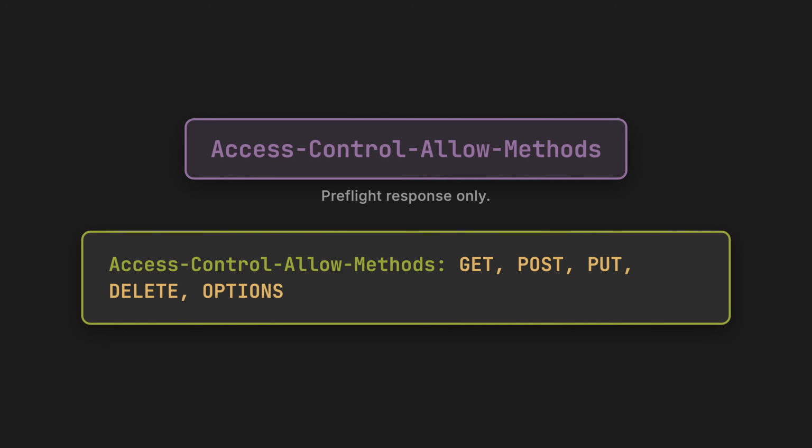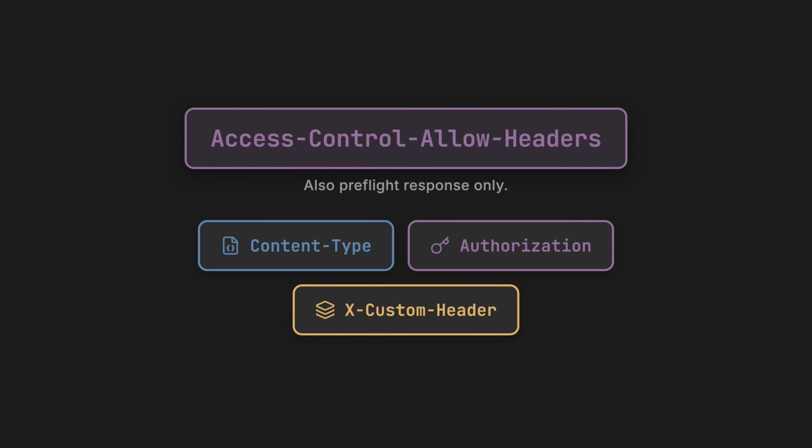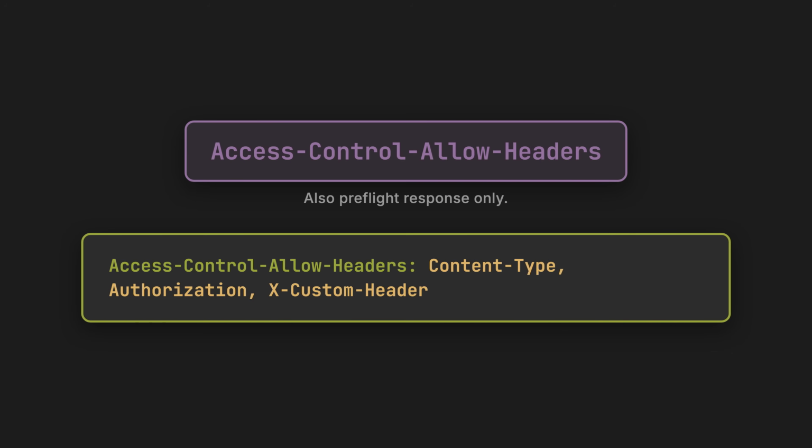Straightforward. Access-Control-Allow-Headers. Allow-Methods covers which HTTP methods are permitted. Allow-Headers covers which request headers are permitted. Declares which request headers the server accepts.